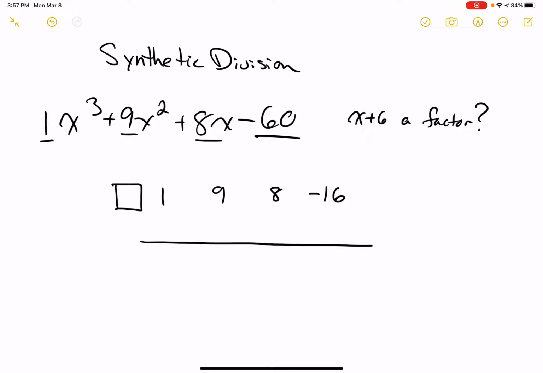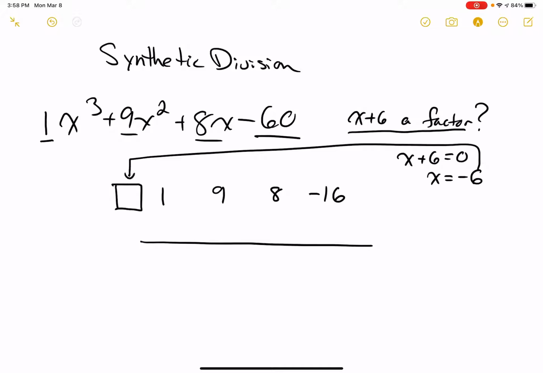To figure out what goes in the box, you take the factor that you're going to divide by and you set it equal to 0. And then that number goes in your box. Okay?